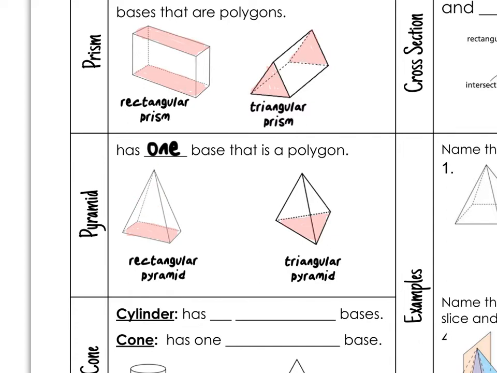Now the name of the pyramid depends on the shape of the base. So if the base is a rectangle, we call it a rectangular pyramid. Here we have a triangle on the base, and all the other triangles meet at the point. So this is a triangular pyramid.